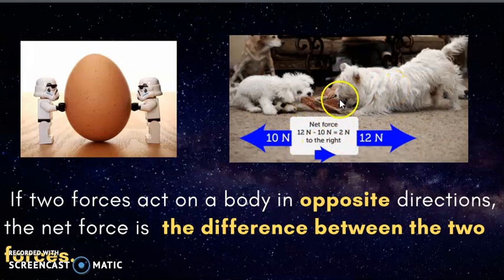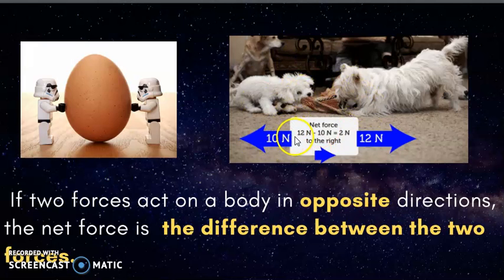So how do you know which end it will move, and who has applied more force? Yes, you will find the difference. So when you find the difference of both of these forces, you get 2 Newton. What is this 2 Newton? This is the extra force that is applied by this dog so that the object moves towards the right, towards itself. So when two forces act in opposite directions, the net force is the difference between the two forces.